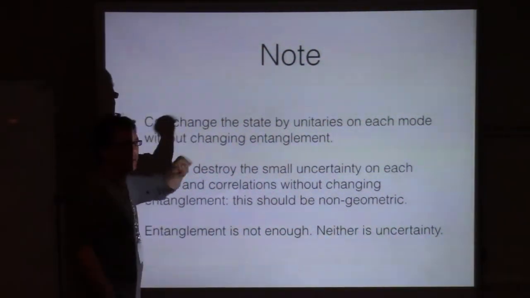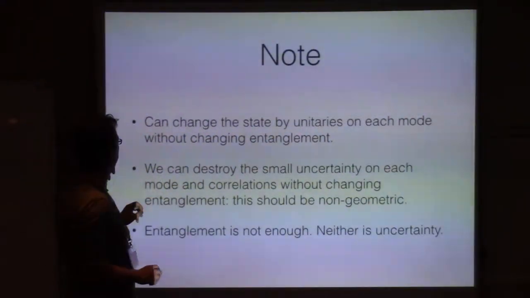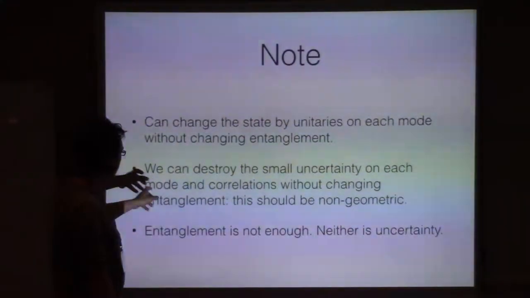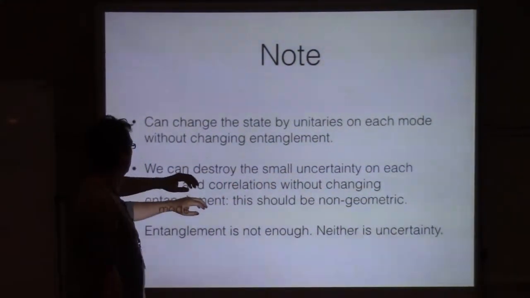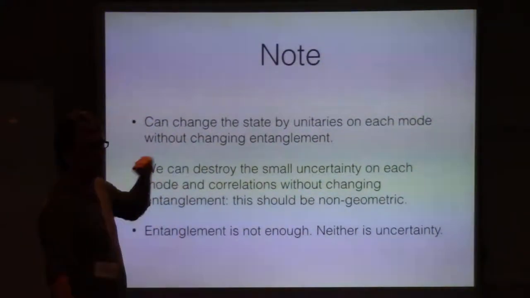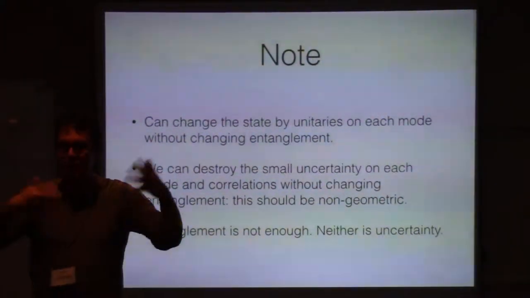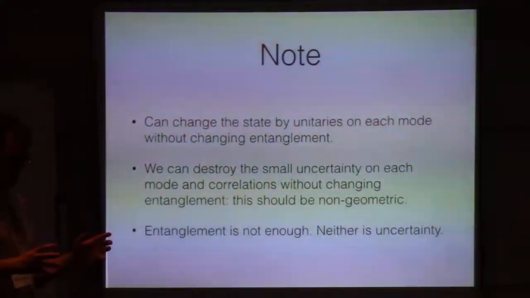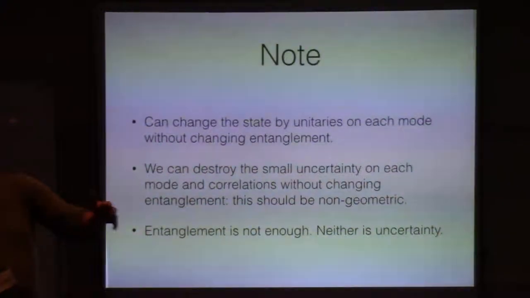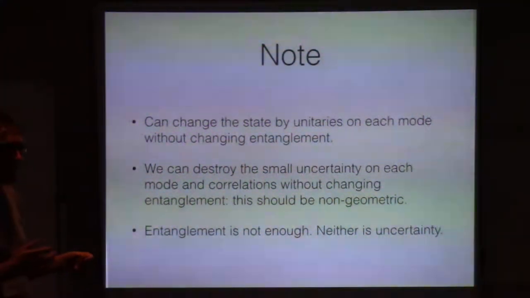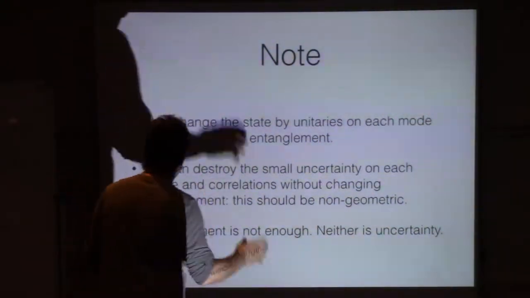I can also change the state by unitaries on each mode without changing the entanglement. And you can also compute the entanglement. And you can actually destroy the uncertainty on each mode and correlations also without changing the entanglement. So this should be non-geometric. So not every state that you get is going to look nice and geometric. So you're able to keep the entanglement fixed and modify the uncertainty by doing just a unitary thing and taking the favorite state and scrambling it nicely.